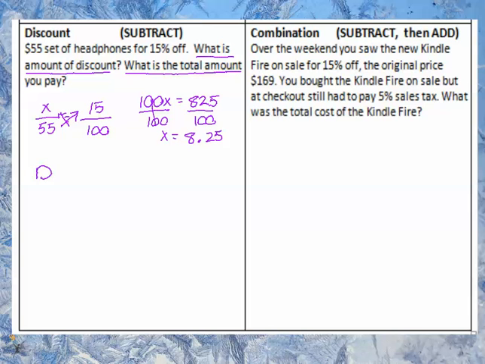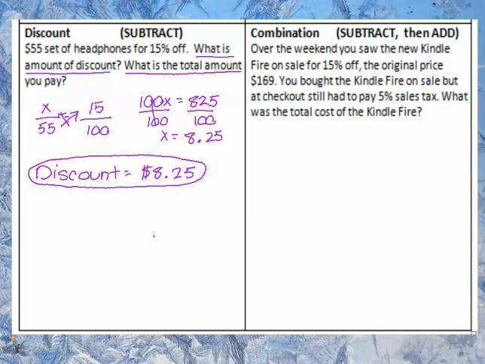So my discount then comes from this answer, and it's already rounded to money, so it's $8.25 of a discount. So that's the first answer, but I need to answer the second question.